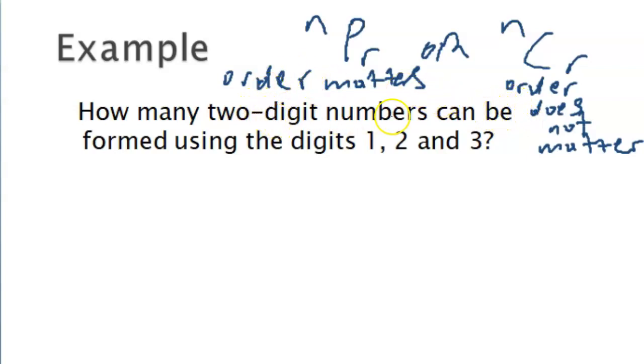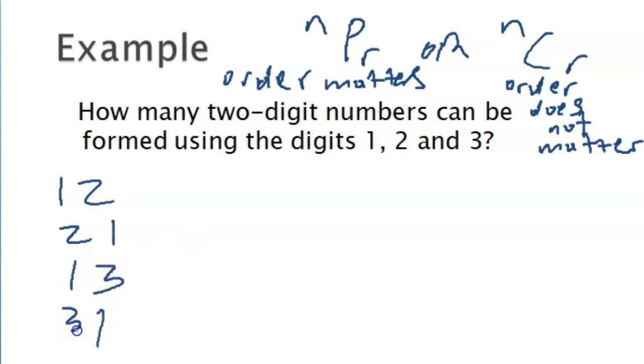So how many 2-digit numbers can be formed using the digits 1, 2, 3? So we have these digits here, 1, 2, 3, and we want to determine how many 2-digit numbers we can form. Alright, so one option would be 12, but if you switch around these elements and turn it into 21, you see it's a different number. So 12 and 21 are 2 different numbers, even though they are formed by the same 2 digits, 1 and 2. Alright, we could have 13, 31.